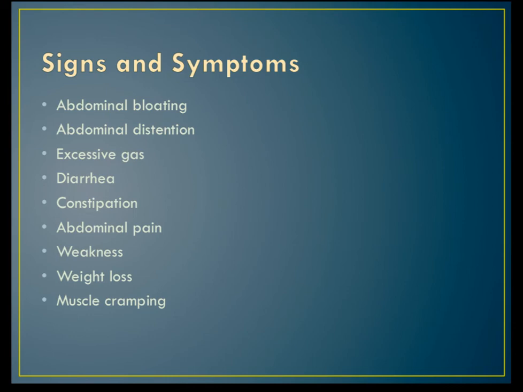The signs and symptoms of small intestinal bacterial overgrowth can sometimes just mimic normal short bowel syndrome, like malabsorption type symptoms, so it can be hard to diagnose. Abdominal bloating, abdominal distension, and excessive gas occur because the bacteria are starting to take the nutrients that we thought we had for our intestines. When the bacteria digest, gas is the byproduct, so we get a lot of gas. We also can get weakness, weight loss, and muscle cramping because of the electrolyte disturbances.